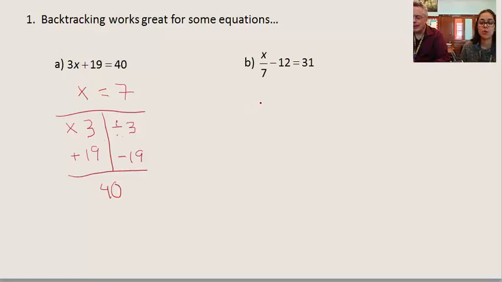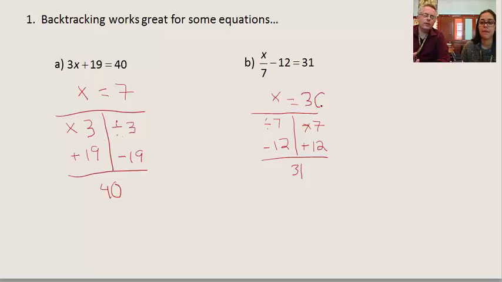Okay, cool. All right, let's do one more problem. So remember x up here. The x and the 7 are being divided, so divide by 7. Minus 12. Get 31. So let's backtrack. 31 plus 12, times 7. I get 301. Me too.